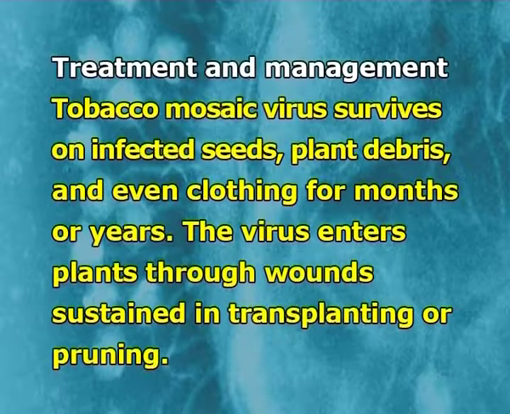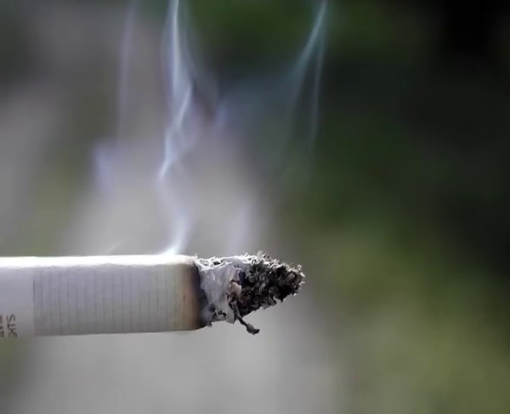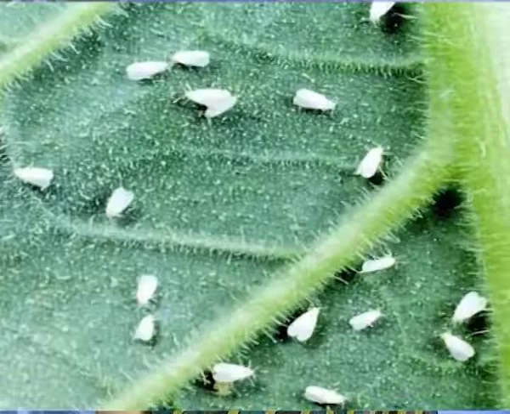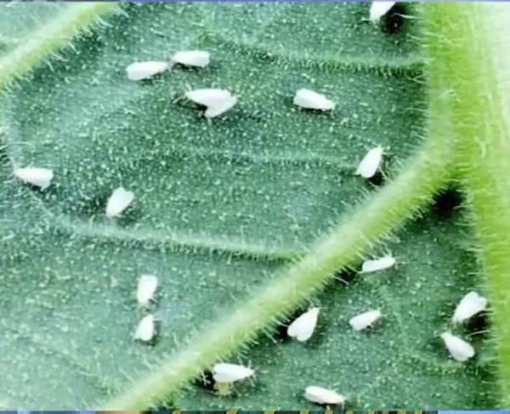Tobacco mosaic virus survives on infected seeds, plant debris and even clothing for months or years. The virus enters plants through wounds sustained in transplanting or pruning. It spreads rapidly once it is in the host. The virus can remain viable for years on dried plant debris and is extremely tolerant of very high temperatures. Tobacco products are the most common source of inoculum. Smokers can infect plants by handling them. The virus is not spread by aphids.